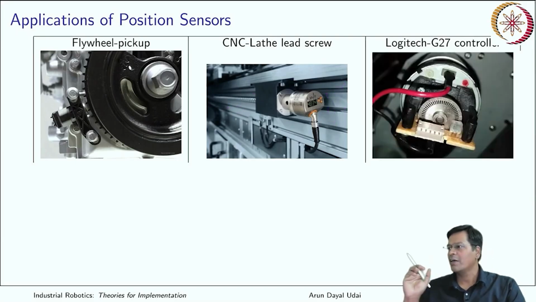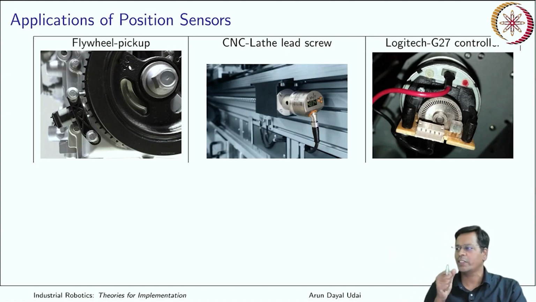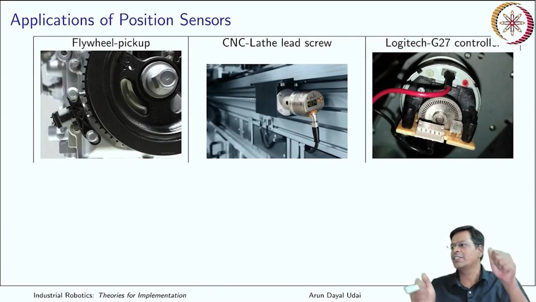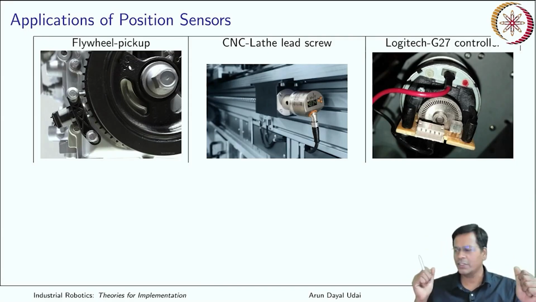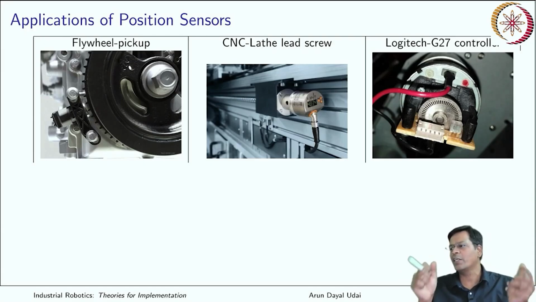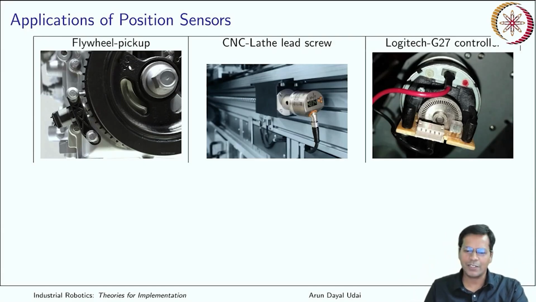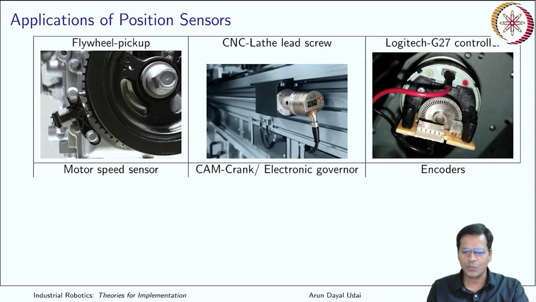Your Logitech or any manufacturer's gaming controller, you see you have a joystick. How does it come to know what my rotation is? Maybe you have a steering wheel that is used to play various games. So how much you have turned the steering wheel is also sensed using this kind of arrangement. Okay, so you can clearly see the slots which are here. There is a photocell and pickup arrangement which is here.